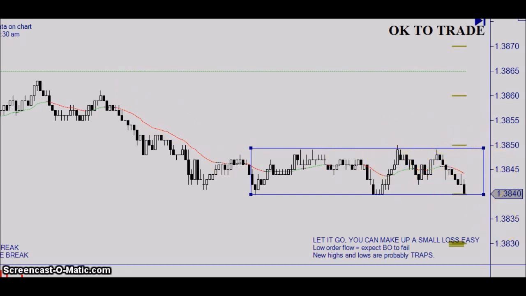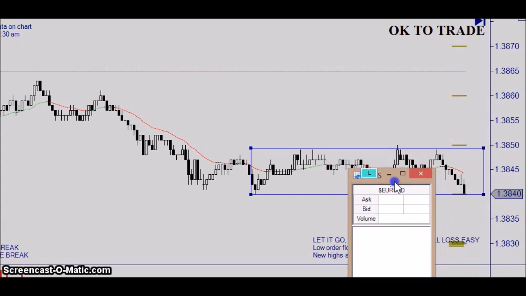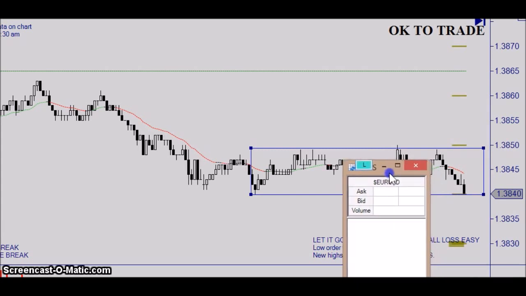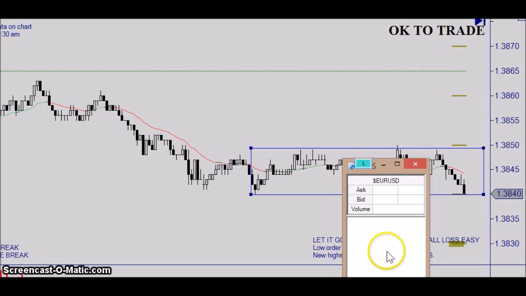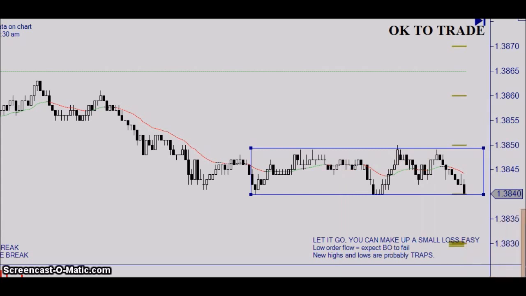And typically at this point, I'll grab my time and sales, and I'll have it sitting here as well, so I can actually see those orders coming in. And I want to see, when it goes to break, a bunch of orders come piling in here. And when they do, I'll be piling in right along with them. So at this point, I'm ready to fire off my order.